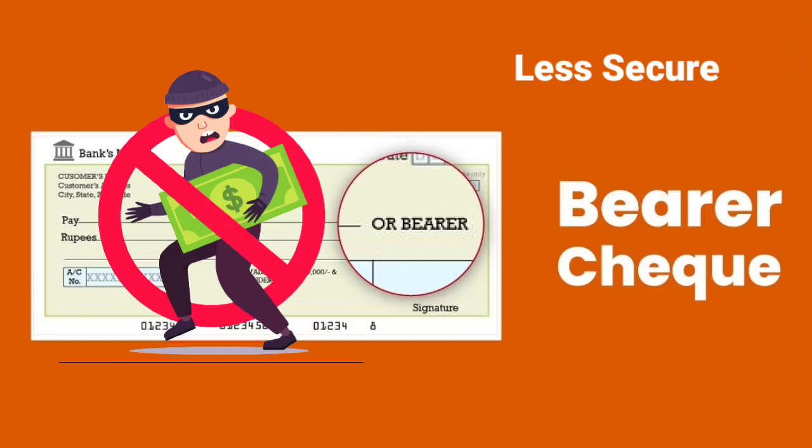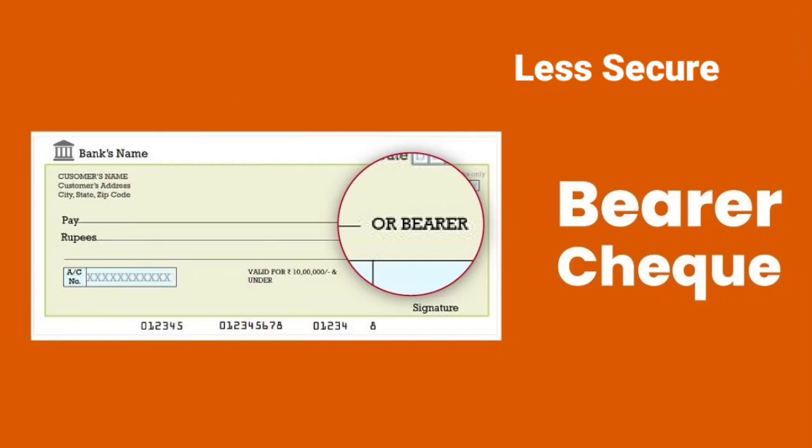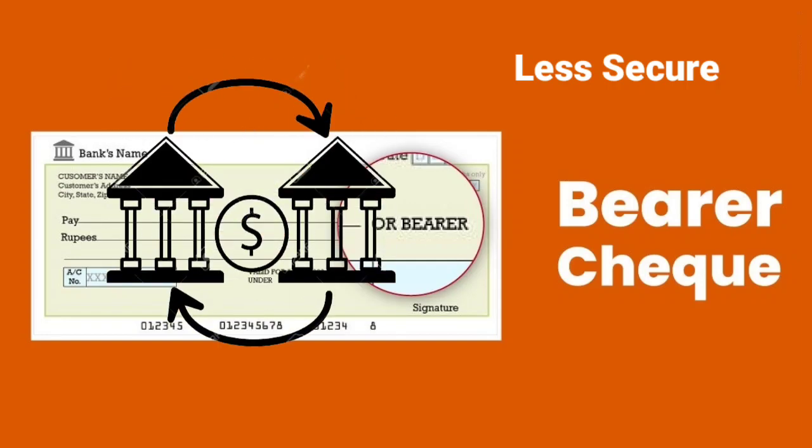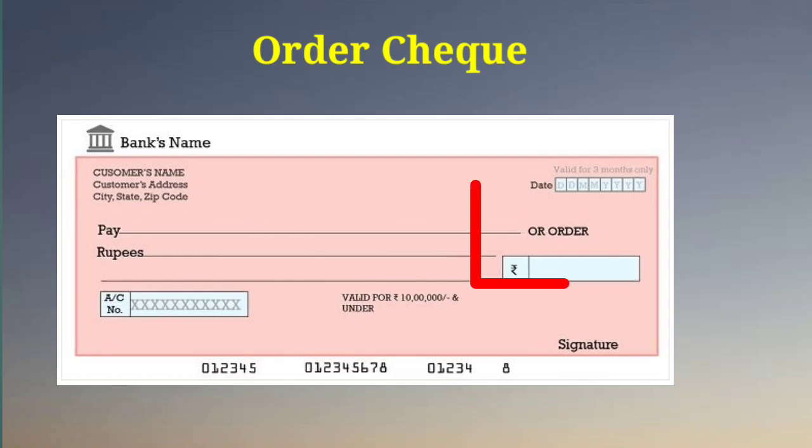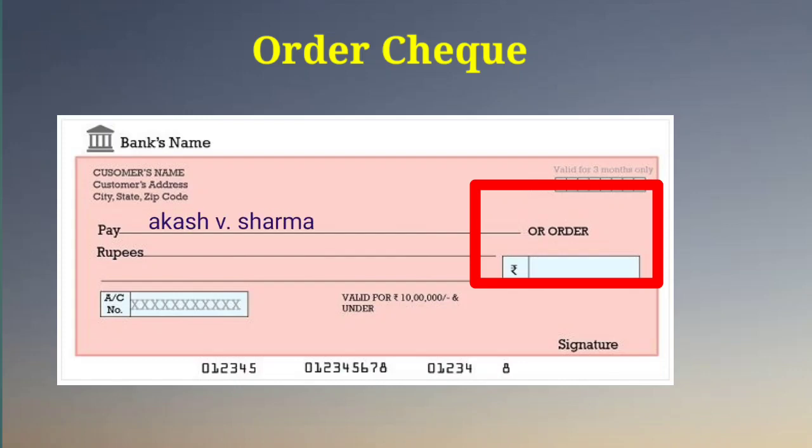Bearer checks are now phased out in many countries and are not in common use. They are only used in some cases for the movement of funds between the banks. Second is the order check. An order check is a type of check in which the payment is made to a specific person or entity. The person or entity name on the check is also known as the payee, who is the only one who has the right to receive the payment.